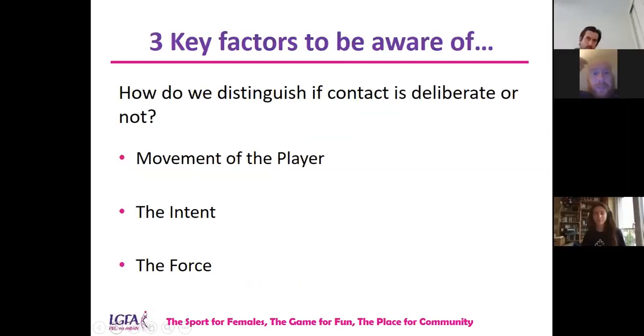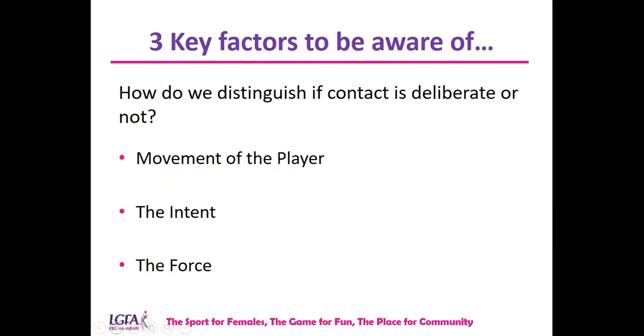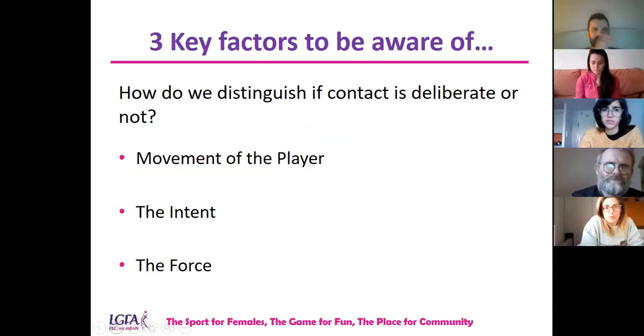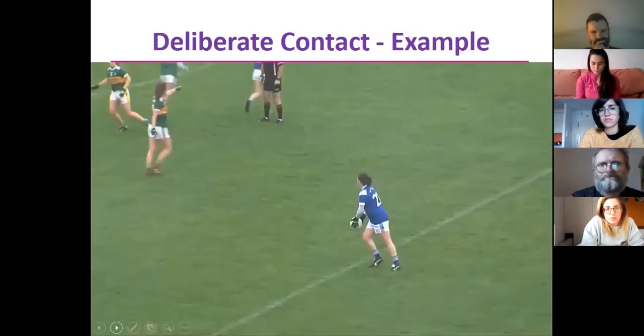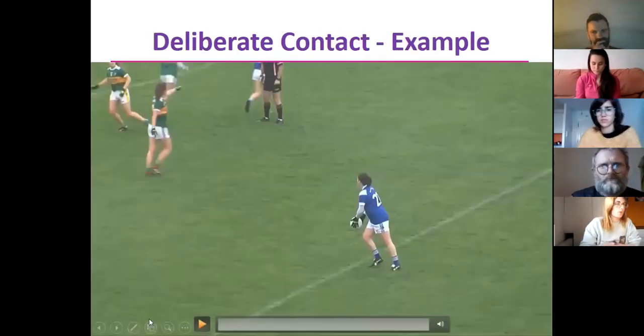When you're gauging these things, there's three things. What's the movement of the player like? Is it going towards the player, like number 18? Is there real intent, closed fist, looking to take a player out of it? And what is the force like? Here is an example of deliberate contact.